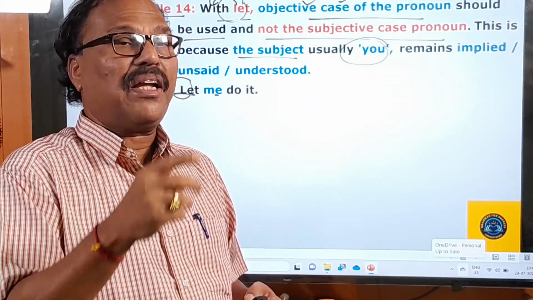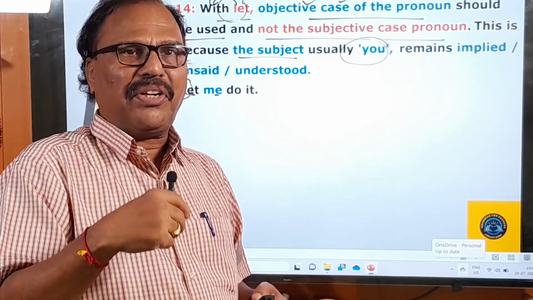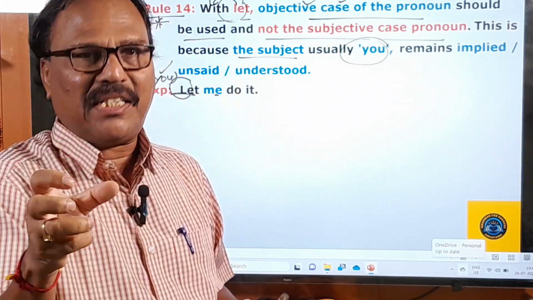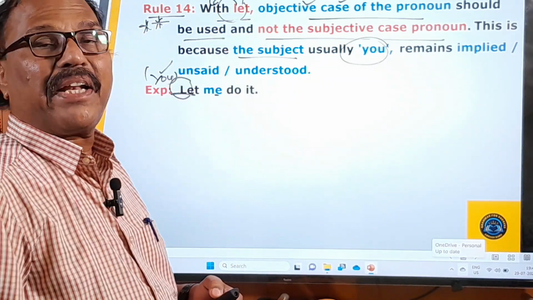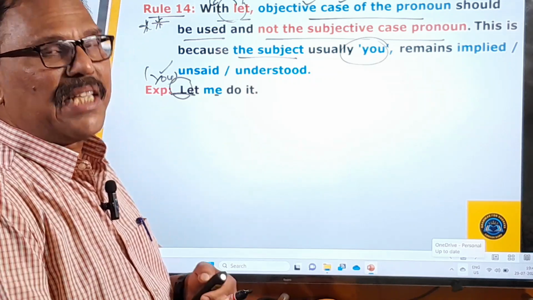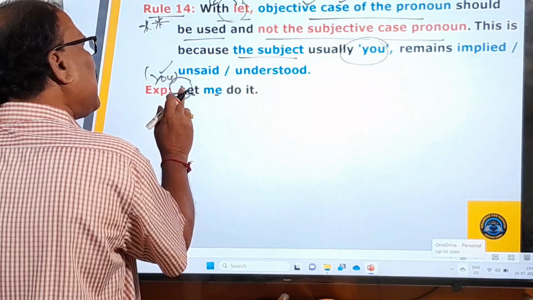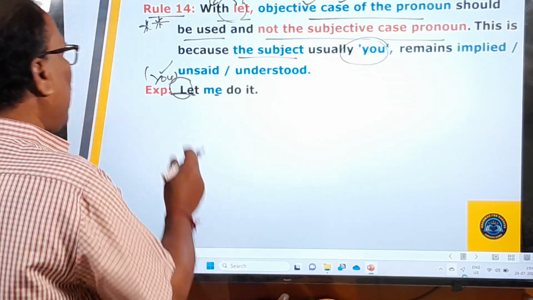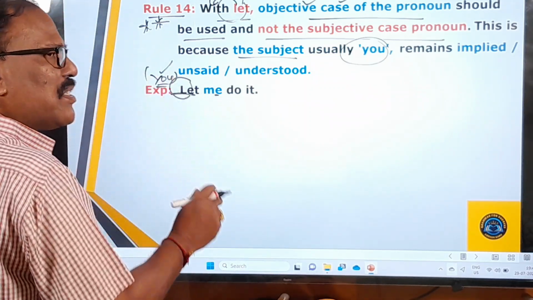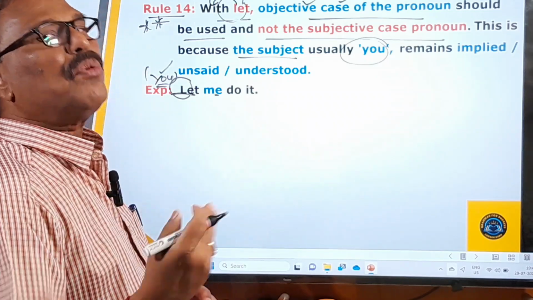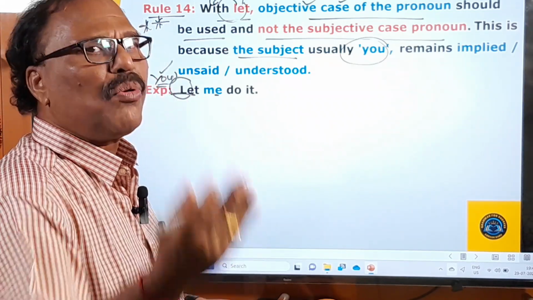In my earlier video, sentence and kinds of sentences, I have dealt with this point about the imperative sentences. So let is an imperative sentence. Before that, you is omitted. It is understood. Let me do it means you let me do it. You allow me to do it. Let means allow. You allow me to do it.